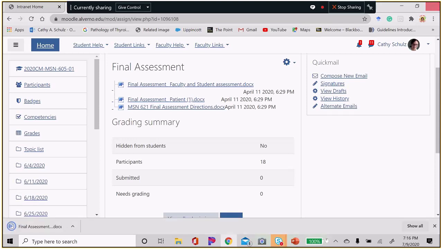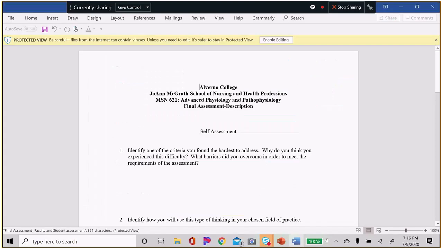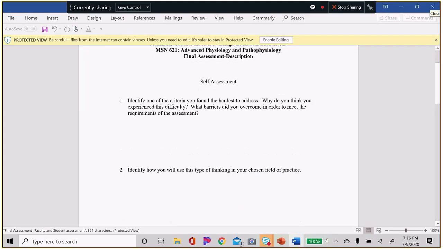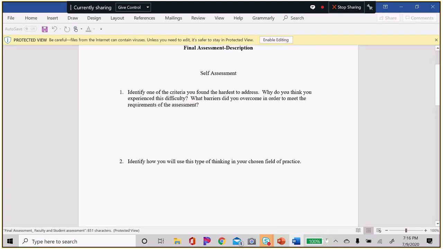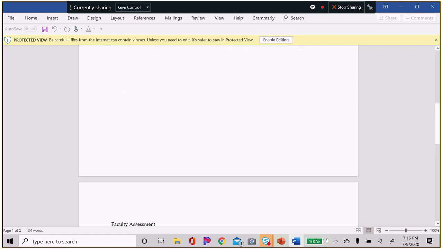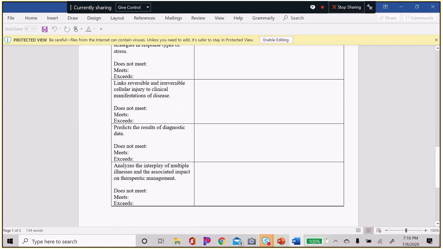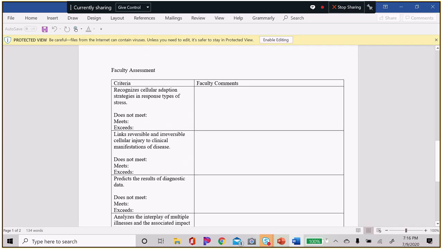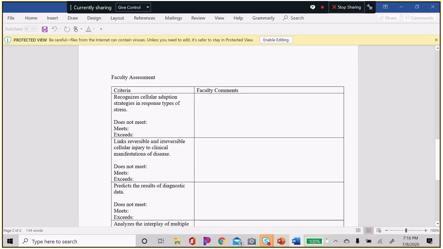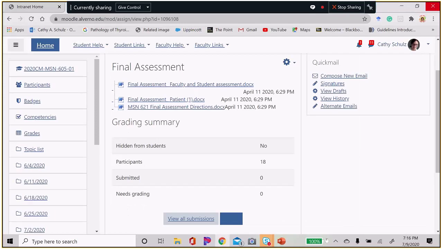This last document that's in here is the self-assessment that goes with this assignment. So thinking about the assignment, the final assessment, what was the hardest? How did you get through it? Because these are things you can use in other classes, and identify how you're going to use this way of thinking in your chosen practice. And this is where I will put my comments about whether or not you've met the criteria for the assignment.